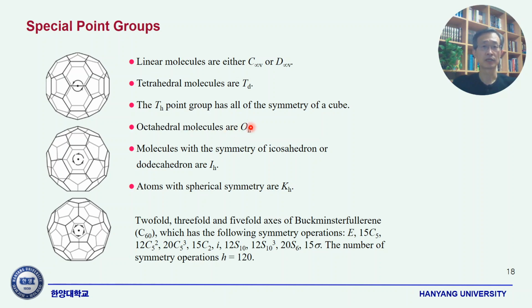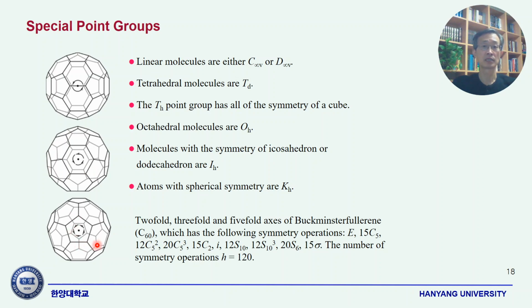That's Oh, octahedral molecule. And also icosahedron, which has 20 faces, and dodecahedron, which has 12 faces. In that case, the symmetry is Ih. And what we have here is actually Buckminsterfullerene.